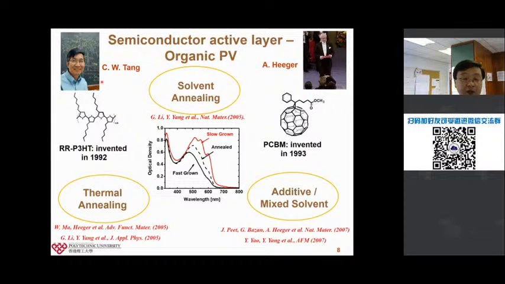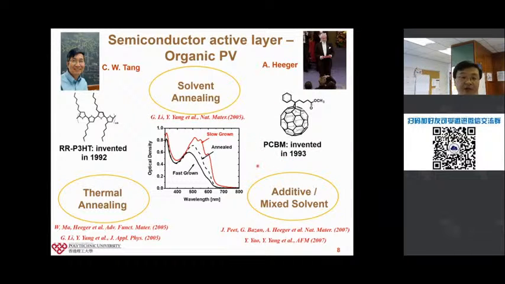Professor Ching Tang, now in Hong Kong, invented the bilayer organic solar cells. And Professor Alan Heeger, who got the Nobel Prize in Chemistry in 2000, is the one who invented the bulk heterojunction. And in 1995, Cambridge Professor Richard Friend's group also contributed to the bulk heterojunction with polymer donor and polymer acceptors. Well, the materials here were invented really early.